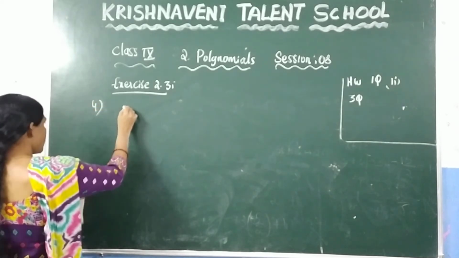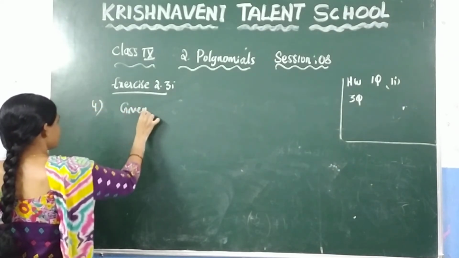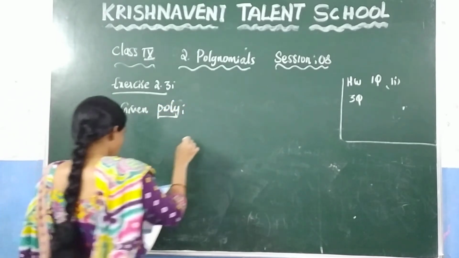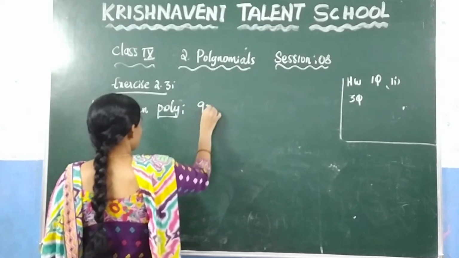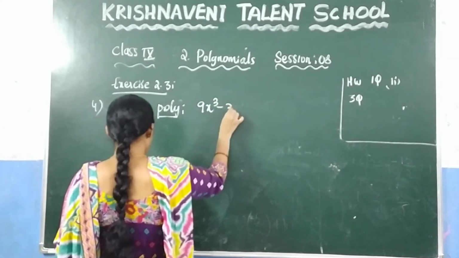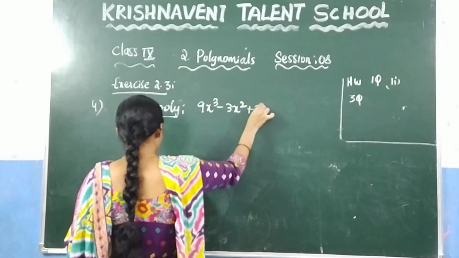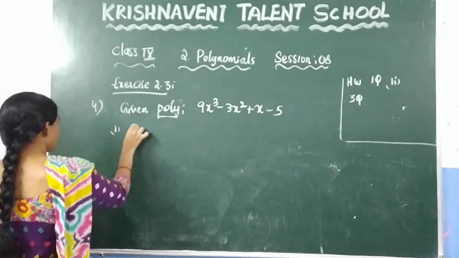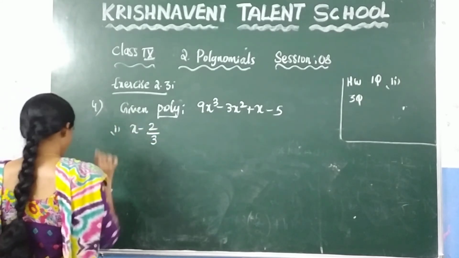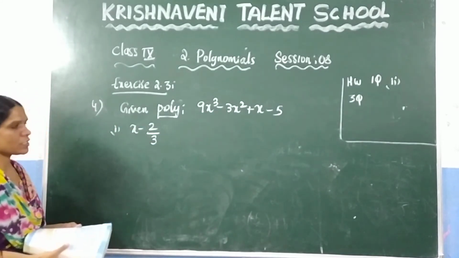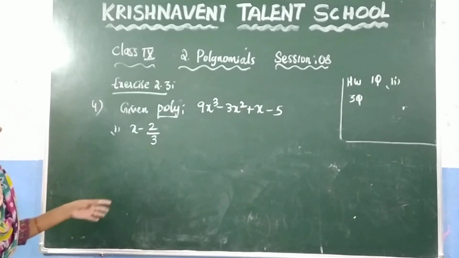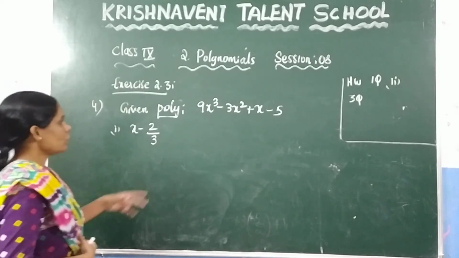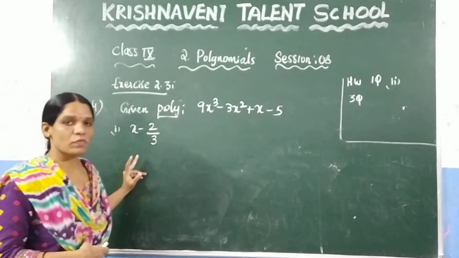Here what is the given polynomial? Nine x cube minus 3x square plus x minus 5, and by which you need to divide? You need to divide with x minus 2 by 3. Similarly here, just calculation you have to do it here. The same method, this one also you can do it as homework. What it says here, if you are dividing this polynomial with this polynomial, what will be the remainder?